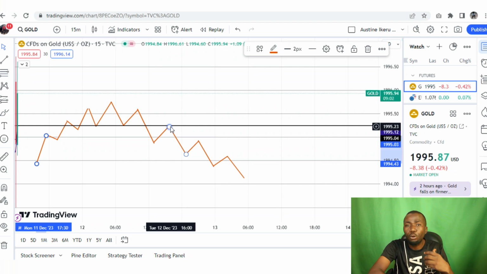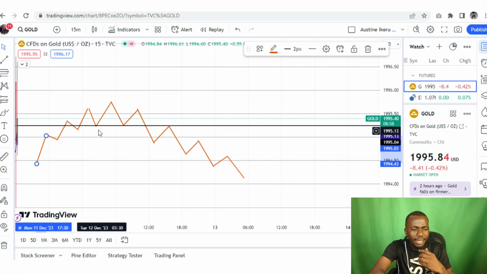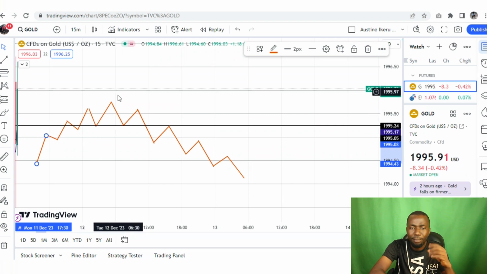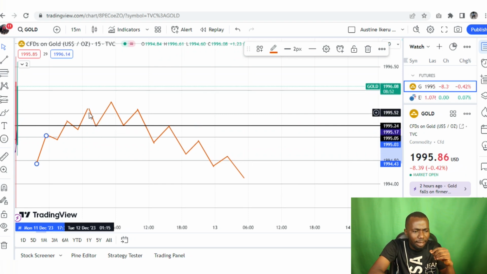So the neckline automatically becomes a resistance level, right? Because formerly the neckline was a support level where price was testing back and forth, right? You can clearly see that the price tested it once, tested it twice, right?